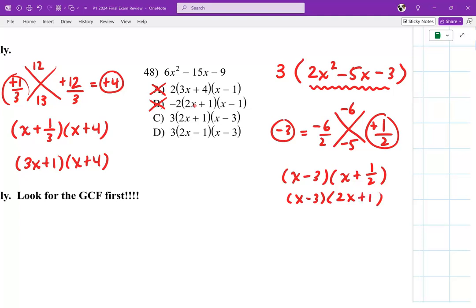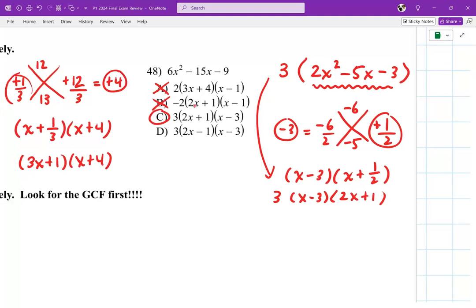And then there's the 3 in the front, right? That 3 is going to have to come down. So which one is it? C, right? D looks close. It's just D has 2x minus 1, not 2x plus 1. So that's 48. Any questions so far in anything we've done? Going from 70, 71, 72, 44, 45, 46, 47, 48.